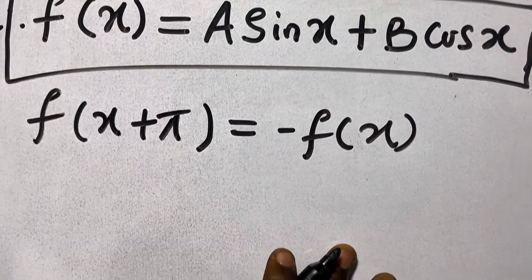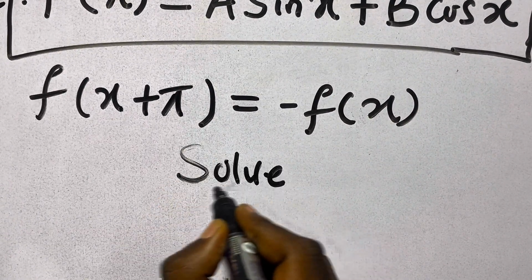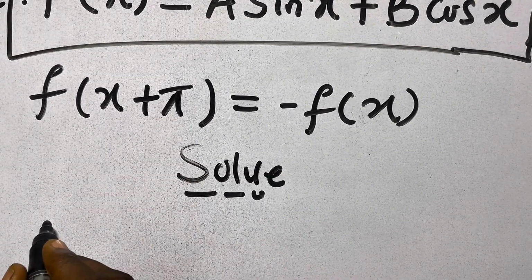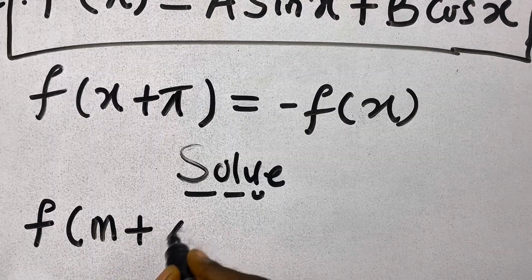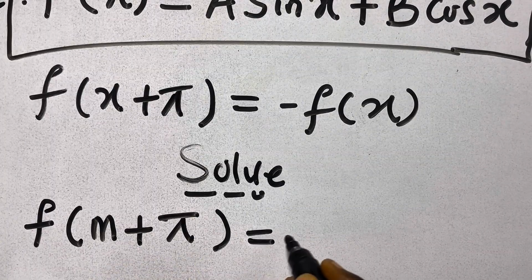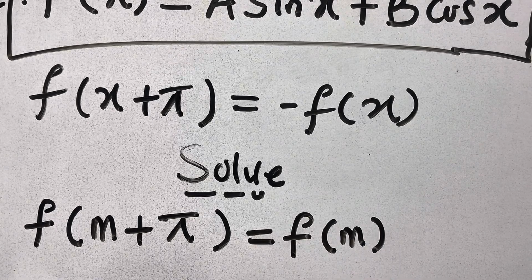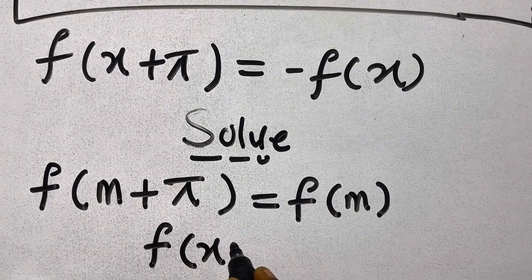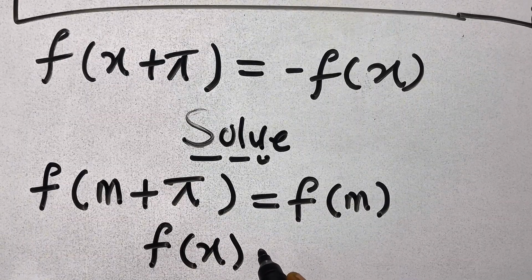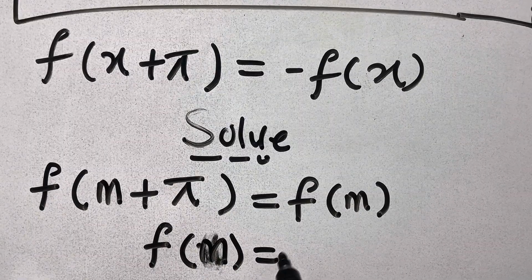However, let me give you an exercise so you can try. Let's say we have f of m plus pi equals f of m, right? Since we are using variable m, you can find f of m.